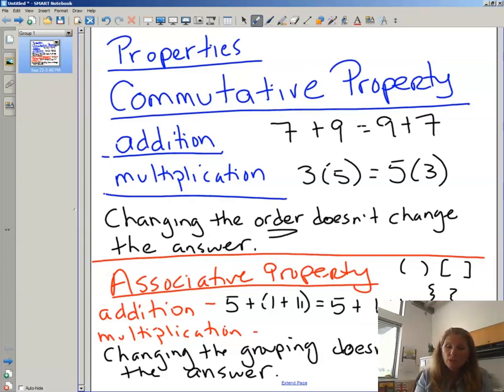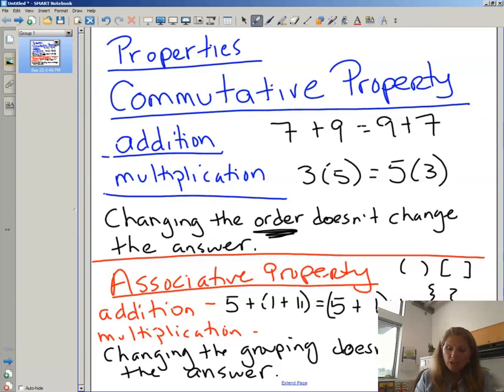Remember, changing the order has to do with the commutative property. 5, 1, 11 is still 5, 1, 11. Didn't change the order. But what I'm going to do is pick these grouping symbols up and move them over, and I'm going to group 5 and 1 together and leave the 11 out. So I changed the grouping, but I didn't change the order. 5, 1, 11. But I did change the grouping symbols.